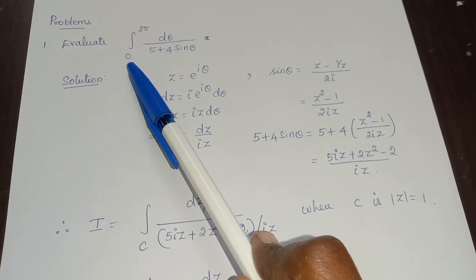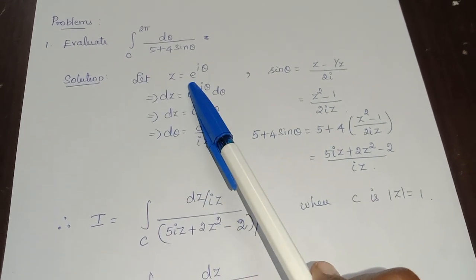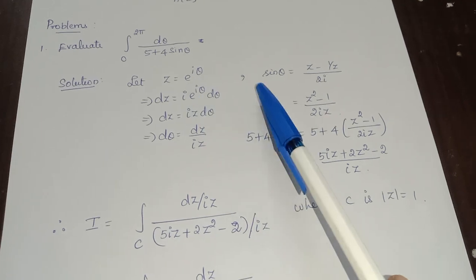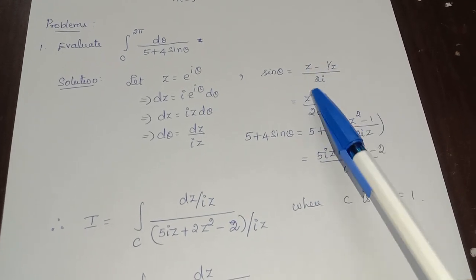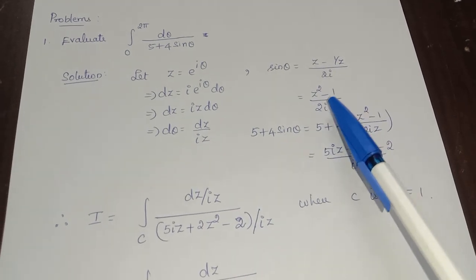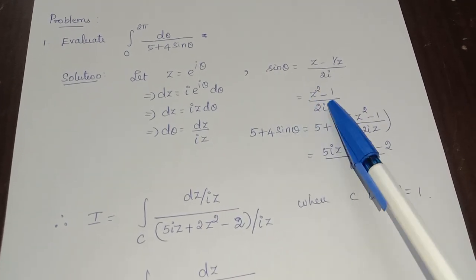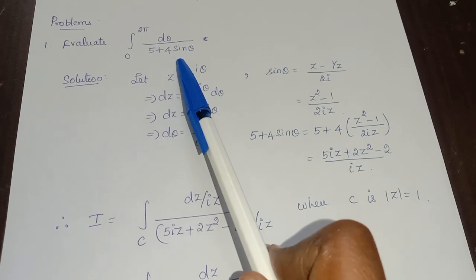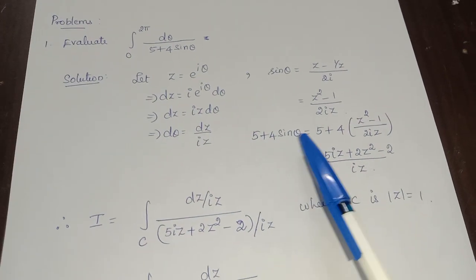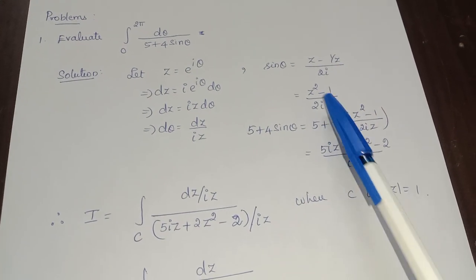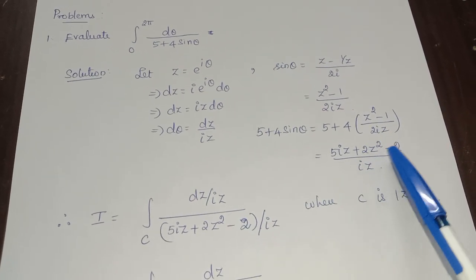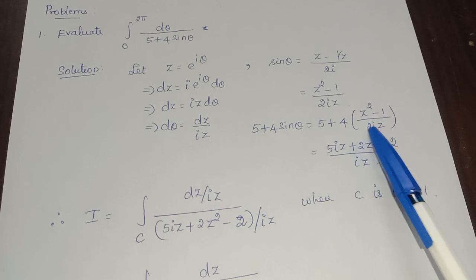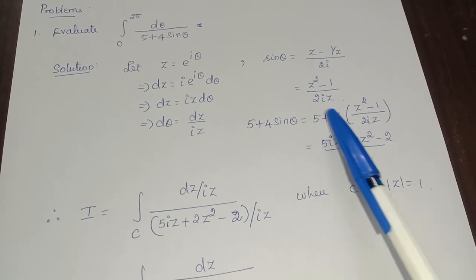So in that one, what is the substitution? We have to take z equal to e power i theta. So what is sin theta? (z minus 1 by z) by 2i. Let us do the simplification here. So it will be (z square minus 1) by 2iz. This is sin theta, but here what we have is 5 plus 4 sin theta. So 5 plus 4 sin theta will become 5 plus 4 into (z square minus 1) by 2iz. Then by taking LCM, what do we get? Here this 2 and this 4 get cancelled. So what do we get?